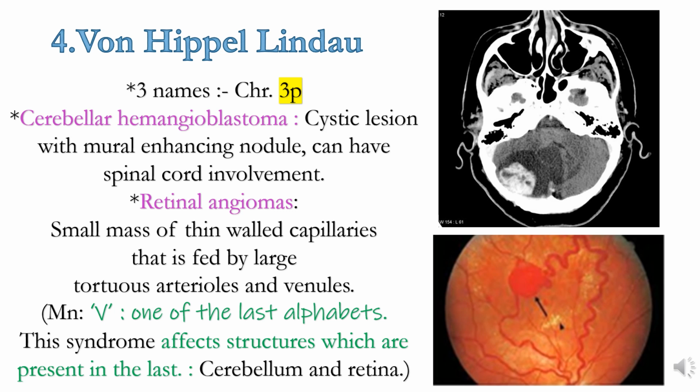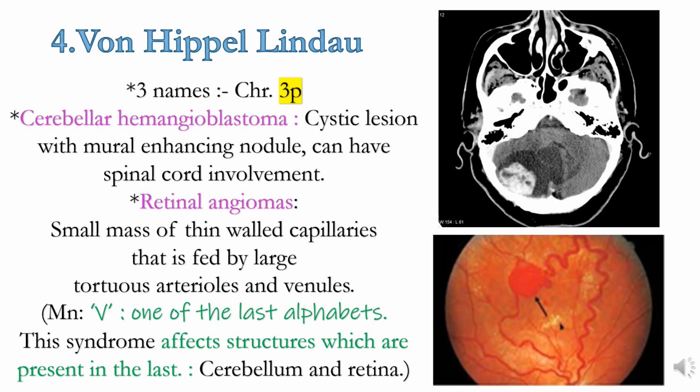Now the fourth neurocutaneous syndrome, that is von Hippel-Lindau syndrome. As you can see, there are three names, von Hippel-Lindau. It is associated with chromosome 3p. So it will show two lesions, that is cerebellar hemangioblastoma and retinal angioma. In case of cerebellar hemangioblastoma, you can see in the radiological image that it is showing a cystic lesion with a mural enhancing nodule. I hope you can see. So the hemangioblastoma will have a cystic appearance with a mural enhancing nodule, and they can sometimes also involve the spinal cord.